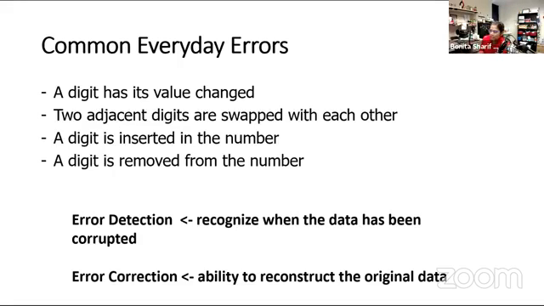Maybe you insert a digit in the number, so you make it bigger than it actually is, or you have something removed from the number. So I want to distinguish two things that are happening here. One is detection. Error detection means yes, we recognize that the data is corrupted, and that's different from error correction. This is the ability to actually reconstruct the original data. Okay, so in this game, we did both.